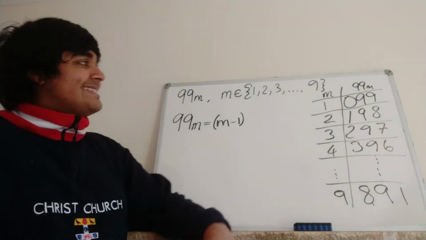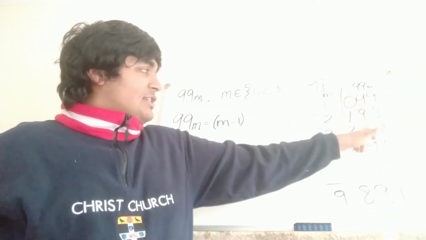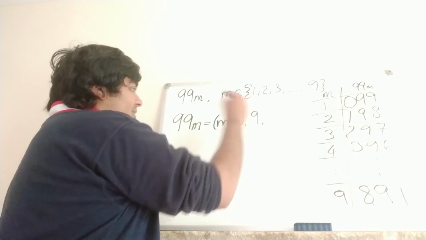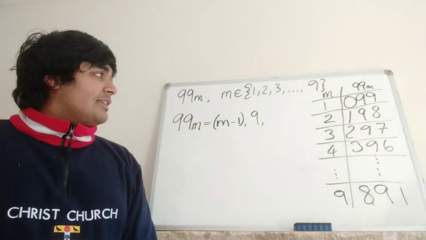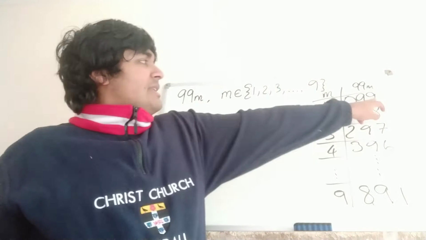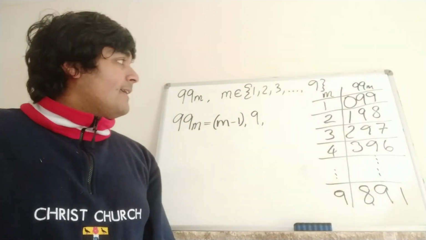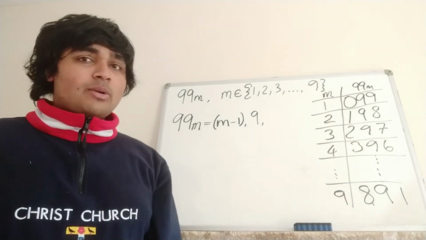Okay, and what is the tens digit? Well, the tens digit is the middle digit, and it's always 9, no matter what we have. So I'm just going to put a comma there so it's clear. And then what's the units digit? Well, the units digit here is 9, 8, 7, 6, 5, 4, 3, all the way down to 1. Okay, so it's kind of decreasing by 1 each time.